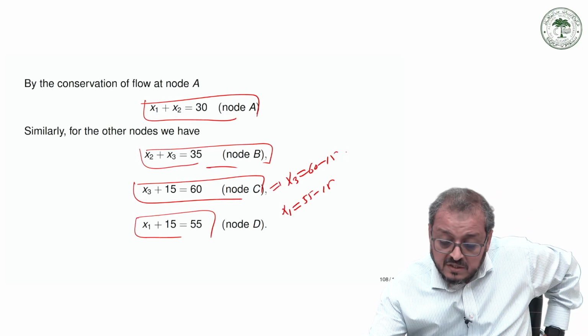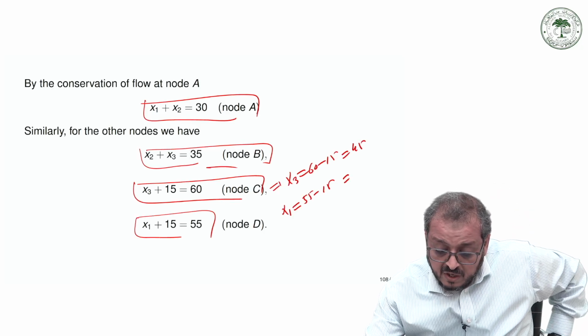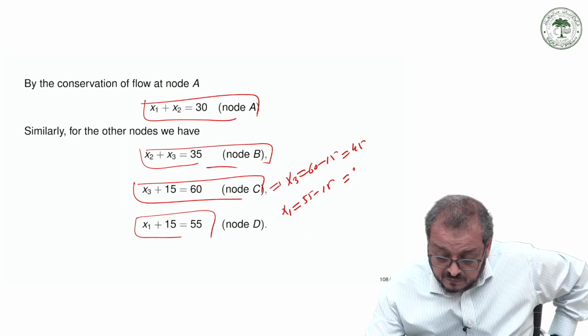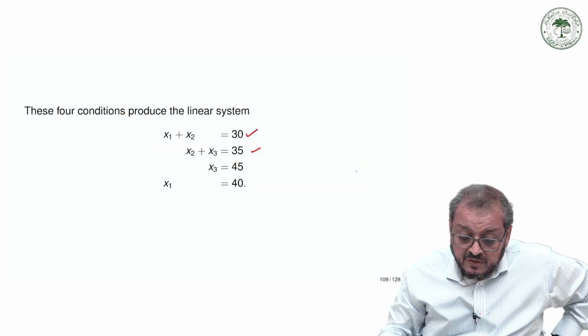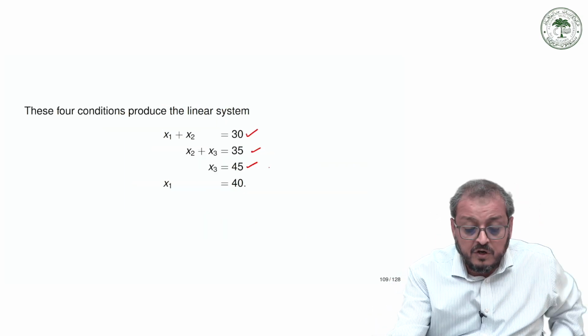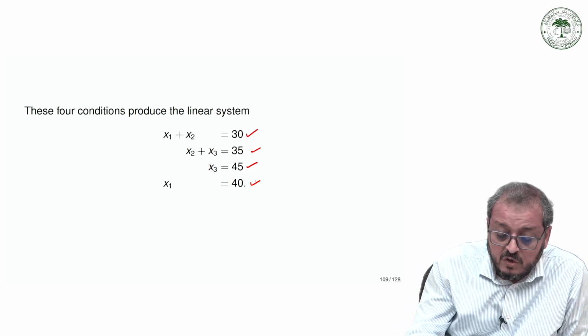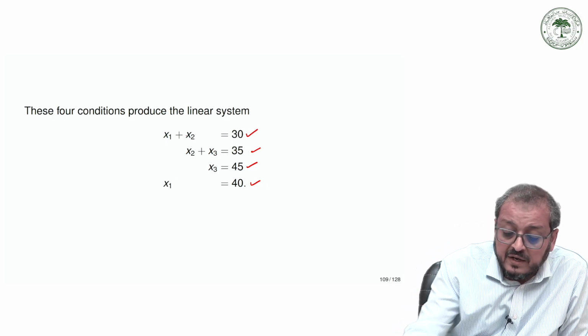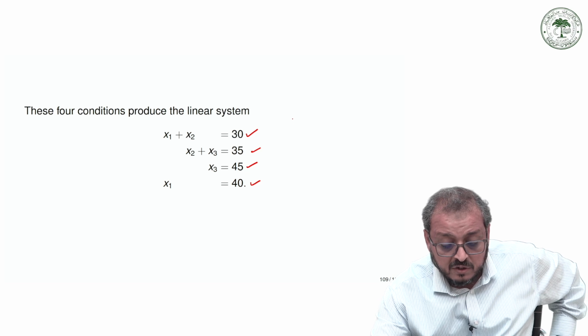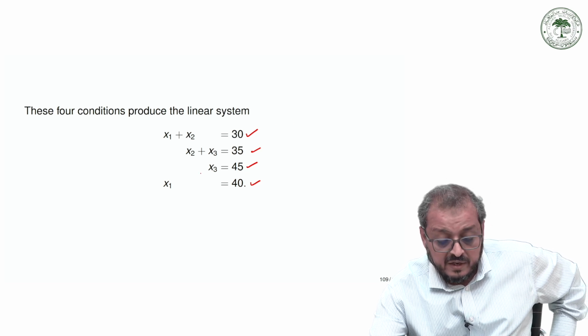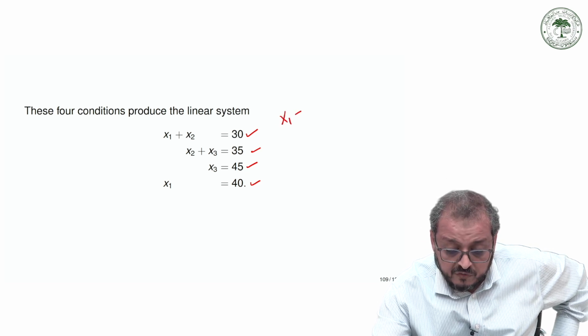Now we simplify this. This is equal to 45, and this is equal to 40. So x3 is equal to 45, and x1 is equal to 40. Now since we have values for x1 and x3, we can calculate directly by substituting the values, with no need of any other steps.